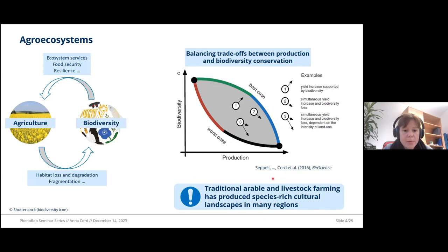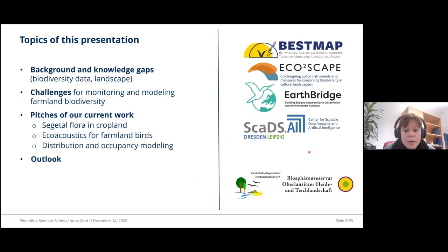Keep in mind, we talk about biodiversity in agricultural landscapes, and many of the species that we actually find here now are the result of the long-term traditional arable and livestock farming in these landscapes. So after this intro, what is this talk going to be about? It's going to be a mixture of different projects that we are doing in my group here.